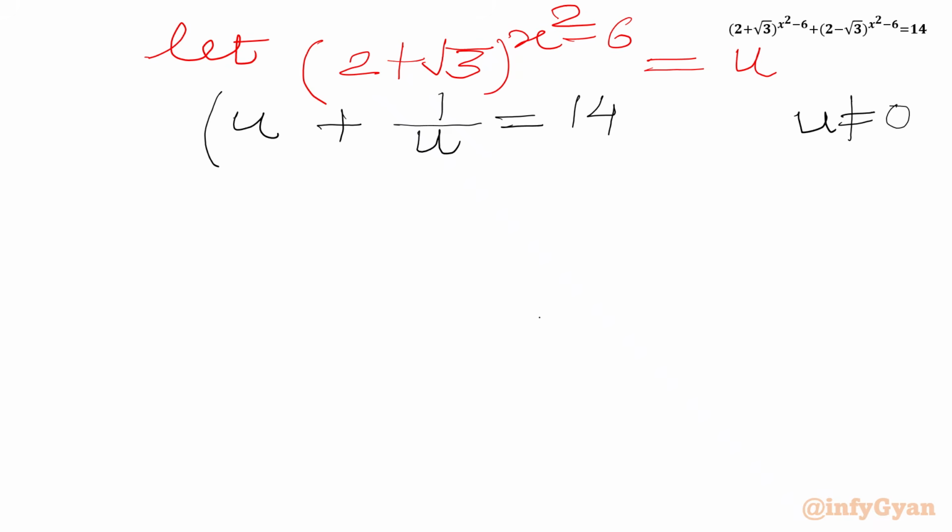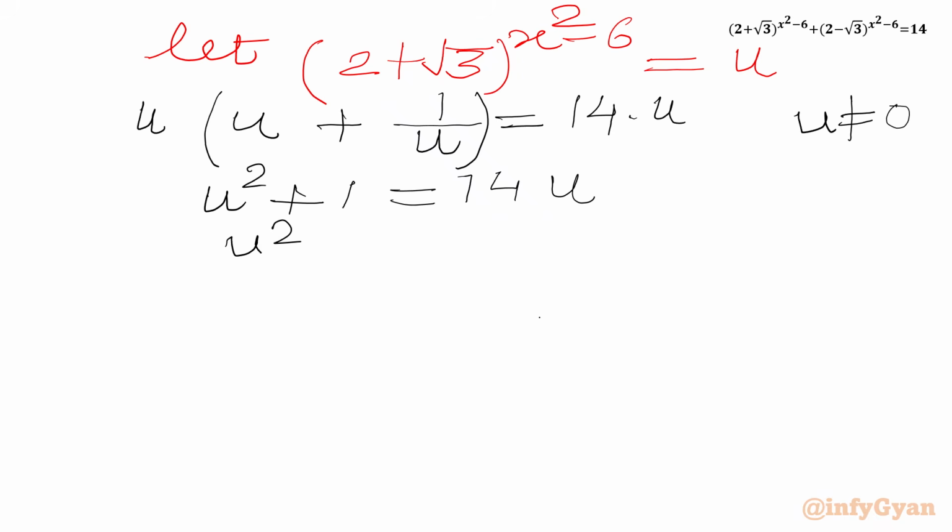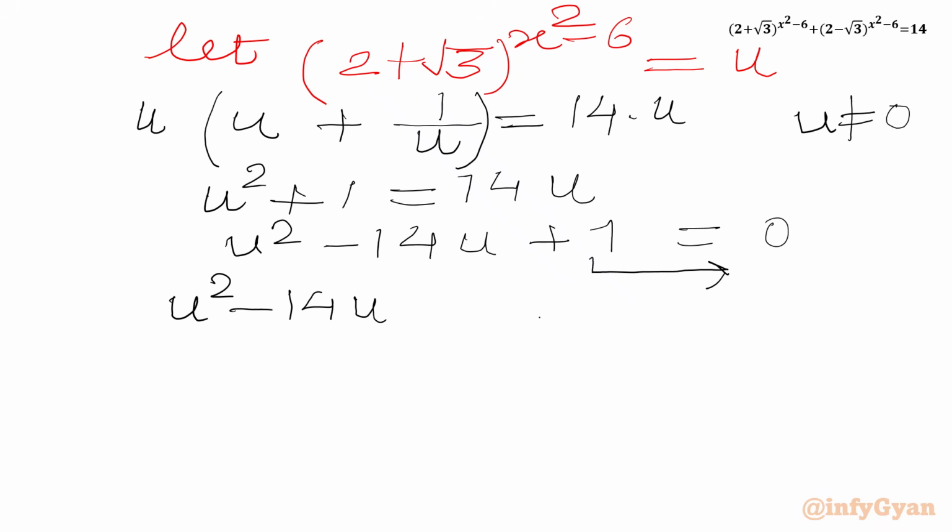Now we can multiply our equation by u on both sides. We'll get u square plus 1 equal to 14u. By writing all the terms to one side, we'll write u square minus 14u plus 1 equal to 0. The equation is quadratic. We will solve using the completing the square method. So I need to take this plus 1 to the right hand side. We will get u square minus 14u equal to negative 1.